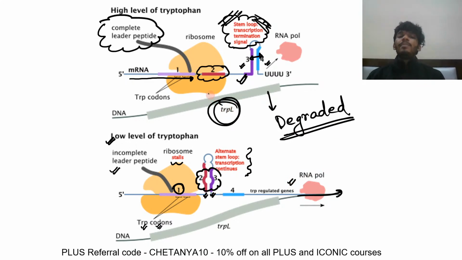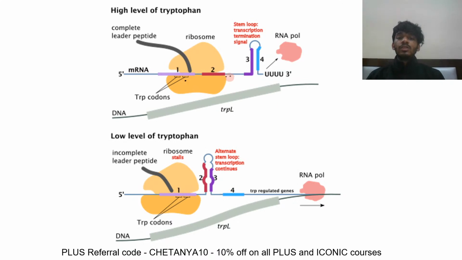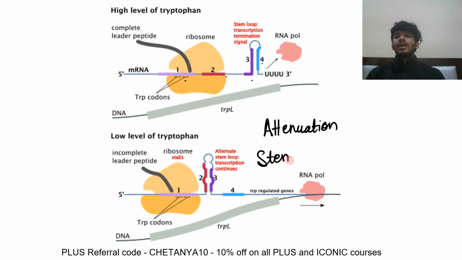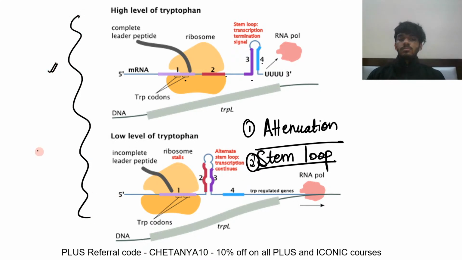Okay, it's a little complicated to understand. I have tried to simplify it with this diagram of 1, 2, 3, 4, and that's exactly how this works. It will seem very basic to you, but you need to remember about attenuation. You need to remember this word attenuation and formation of the stem loop, which is the transcription termination signal. Try to remember these two words at least and write these down in your paper, because these are the things that will actually fetch you extra marks.